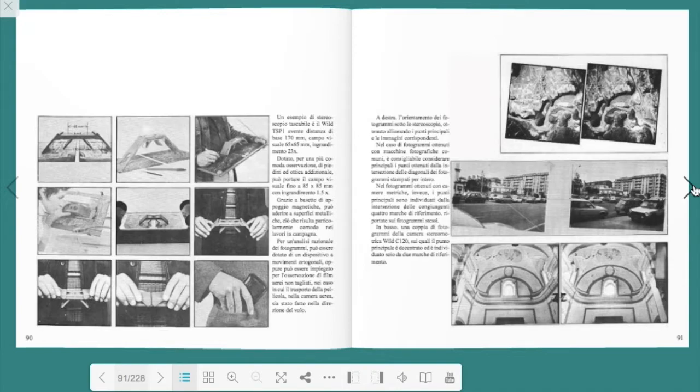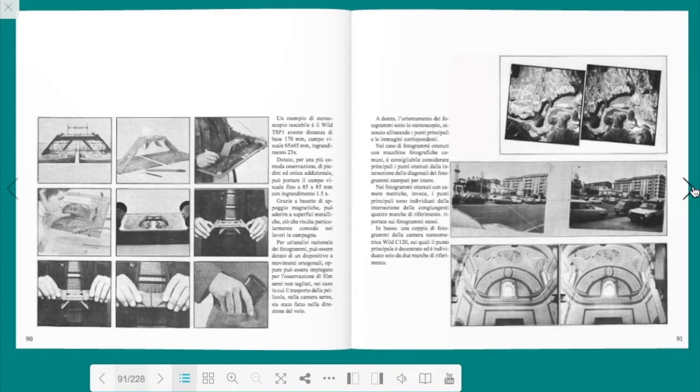Page 91. Captions. To the right, the orientation of the frames under the stereoscope, obtained by aligning the main points and the corresponding images. In the case of frames obtained with common cameras, it is advisable to consider the points obtained by the intersection of the diagonals of the frames printed entirely. In the frames obtained with metric cameras, on the other hand, the main points are identified by the intersection of the lines joining four reference marks reported on the frames themselves. Below, a pair of frames of the Wild C120 stereometric chamber, on which the main point is decentralized and is identified only by two reference marks.